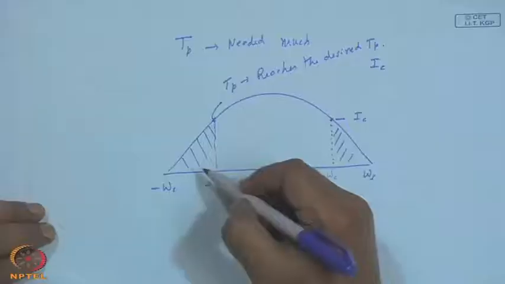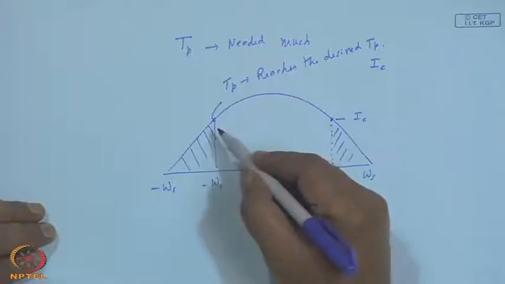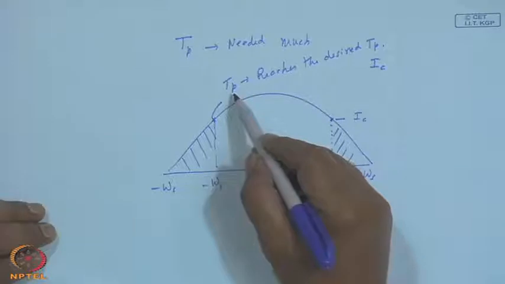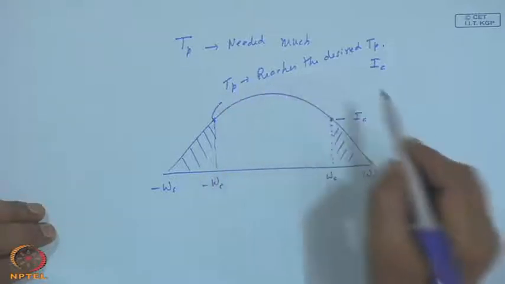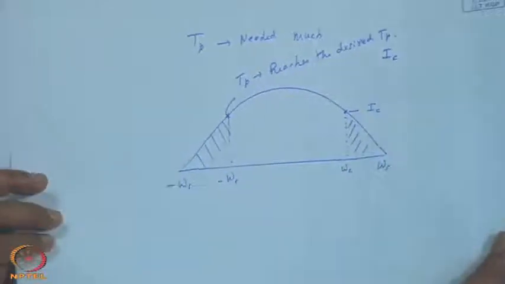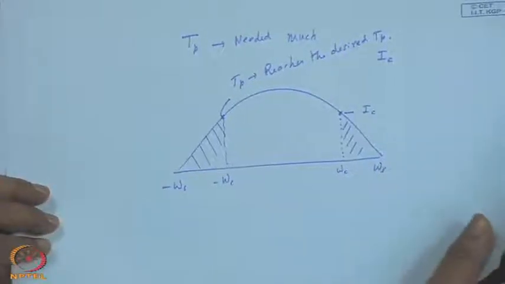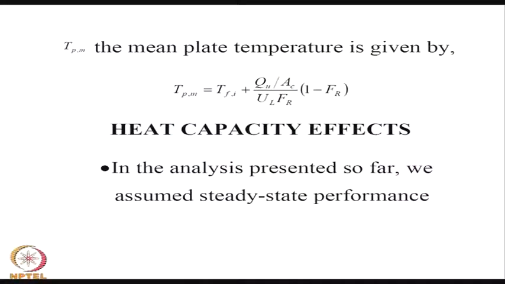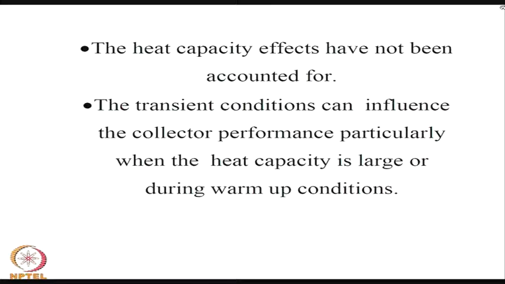But if the energy before that is not sufficient to heat to the temperature required of Tp, it cannot supply the energy at the temperature even if I_c is reached. The other way around is not possible. I mean, it cannot heat before I_c occurs, because that also defines the temperature which can be reached at that solar radiation level. So, heat capacity effect is not necessarily accounting for accuracy of unsteady performance, but a necessity to determine also the operating period.